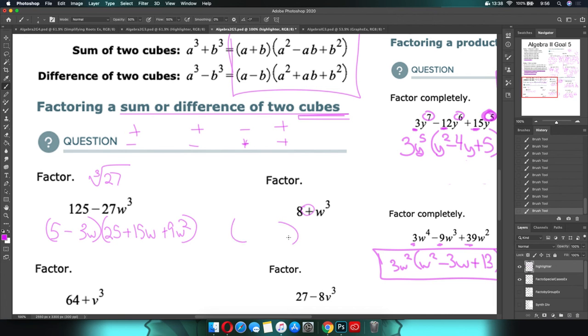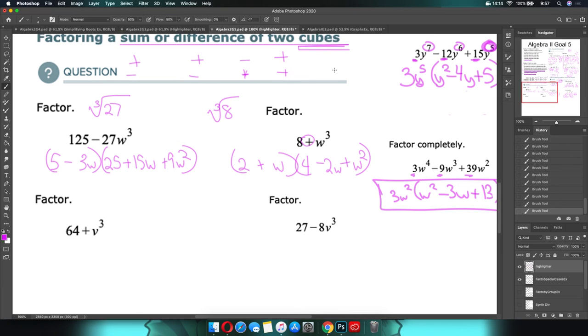Okay, next up, set up. So it'll be plus, minus, and plus. What is the cubed root of 8? That's 2. All right, and what is the cubed root of w? That's just w. So now you're left with a squared. So 2 squared is 4. Then you're left with a times b, which is 2w. And then you're left with b squared, so w squared. And does this match format? A squared is 4. A times b, yep. And then b squared. Good. Scroll down a little bit.